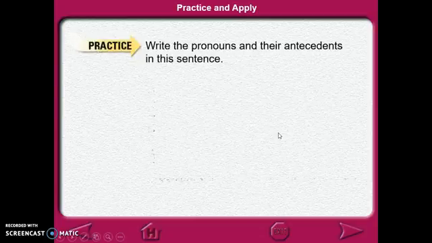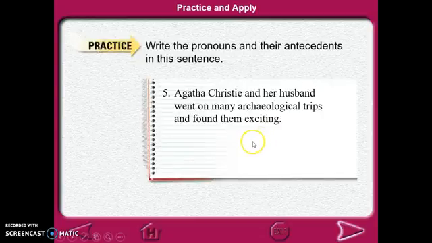Okay. Number 5, again with the same thing: write the sentence, then circle the pronoun, circle the antecedent, and draw the arrow. Agatha Christie and her husband went on many archaeological trips and found them exciting.